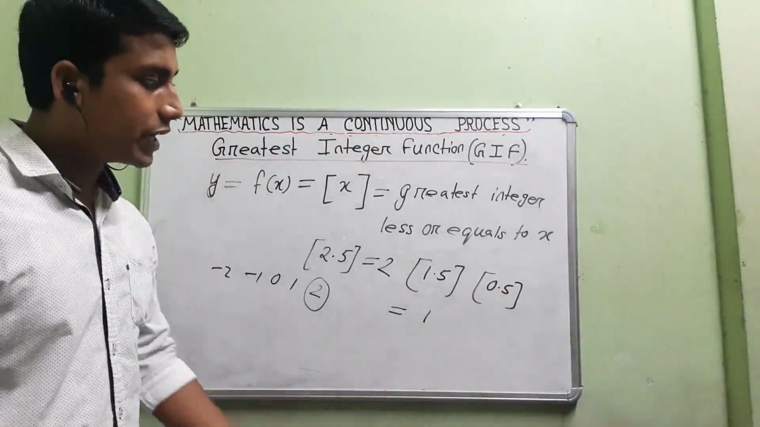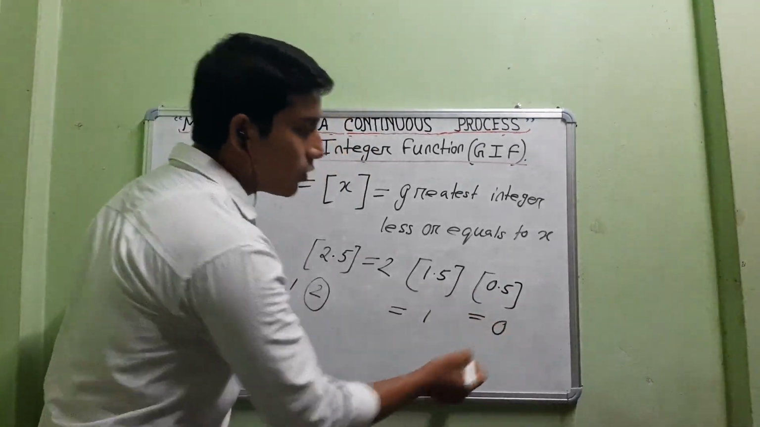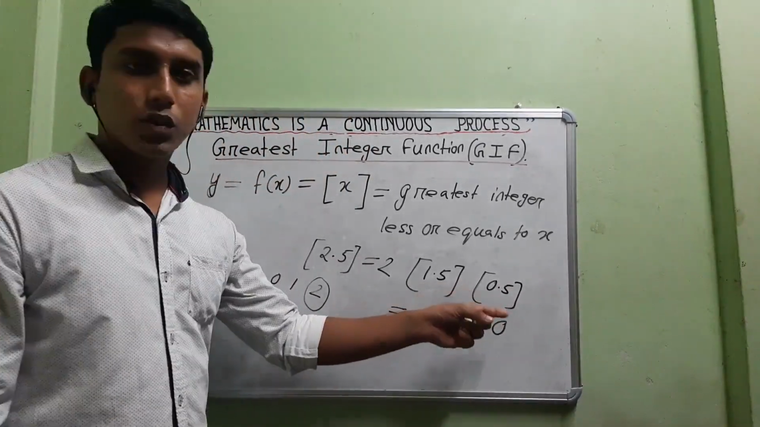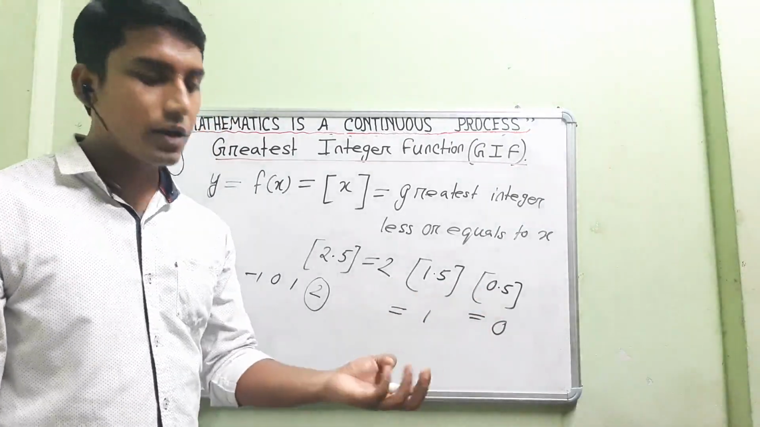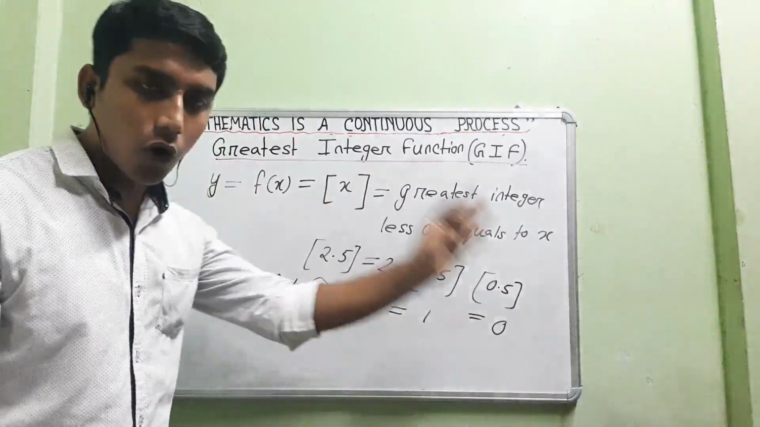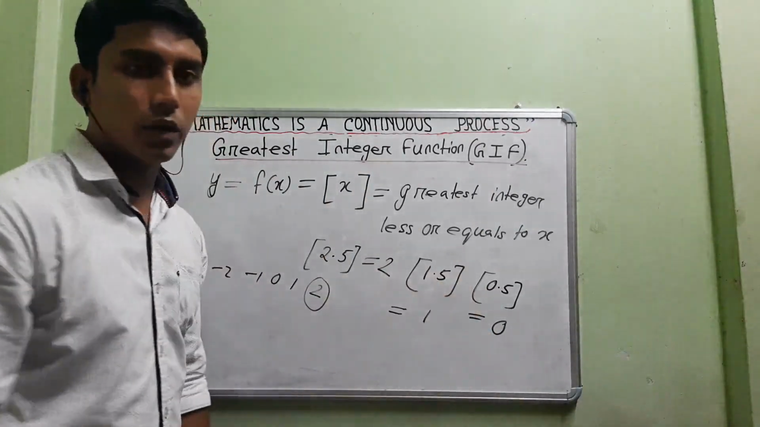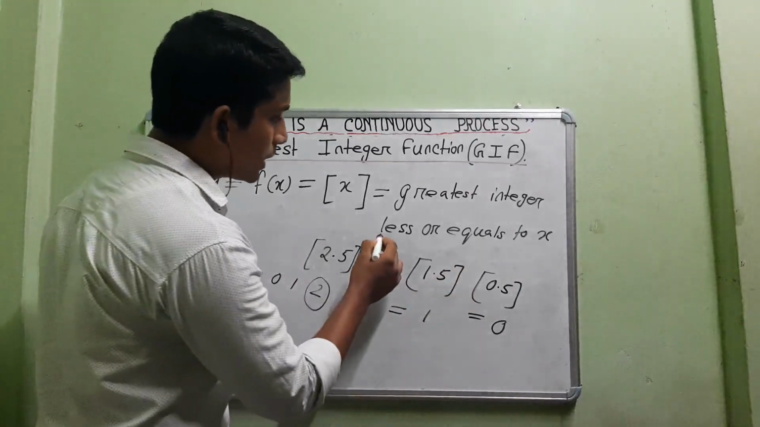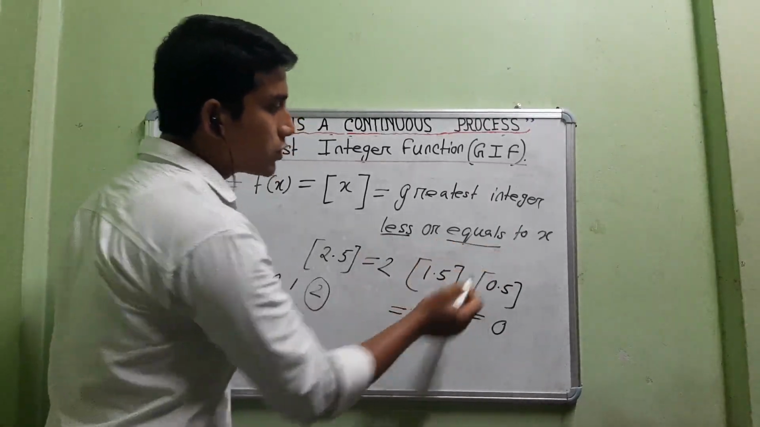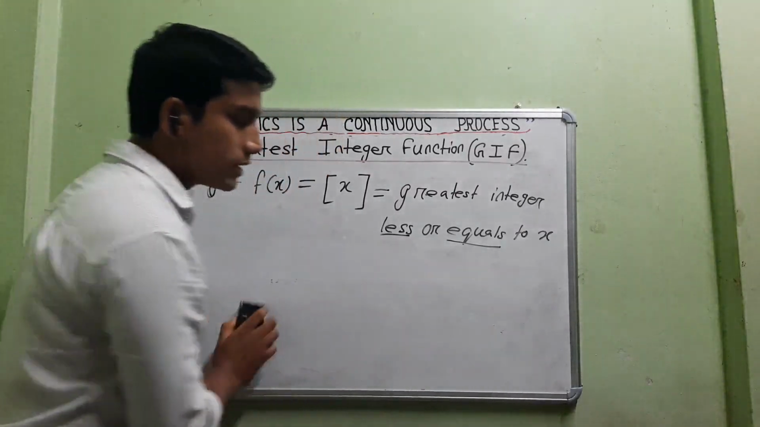Similar logic, greatest integer less than 0.5. So that one would be equal to 0, because the integers which are less than 0.5 are 0, minus 1, minus 2, minus 3. In this way it will go. So out of all these integers, which one is greatest? 0 is greatest. So in this way we will calculate. Now this is the concept of less than. Now what does it mean equals to? When the equals to logic will come, you see, equals to logic will come in this case.